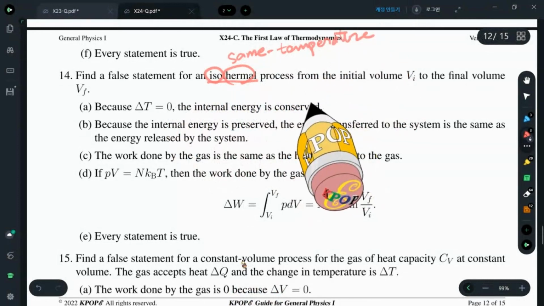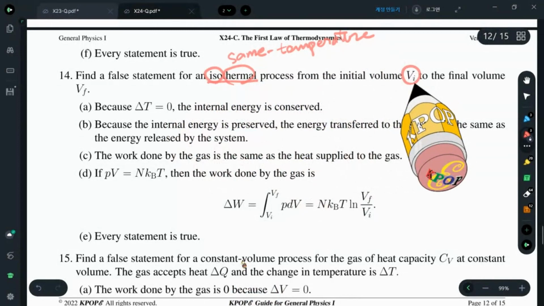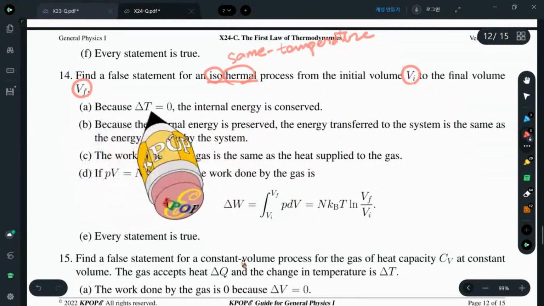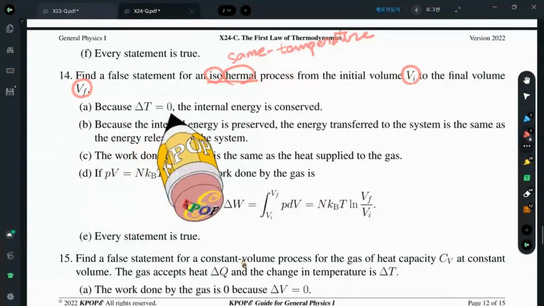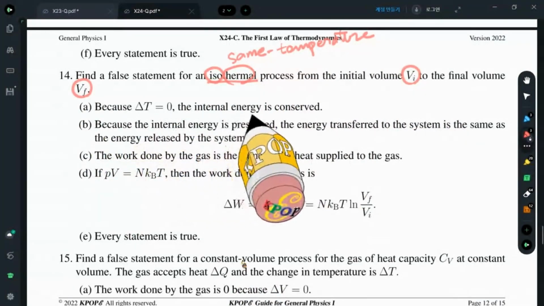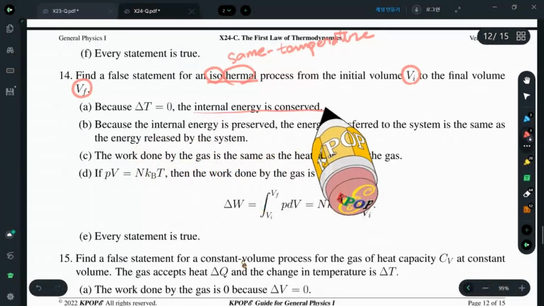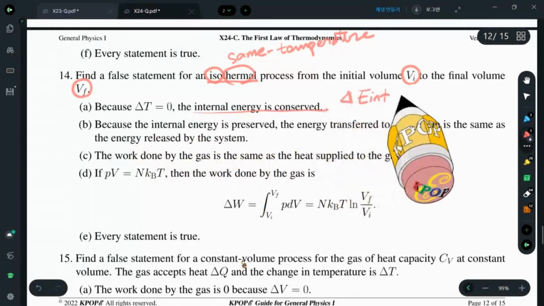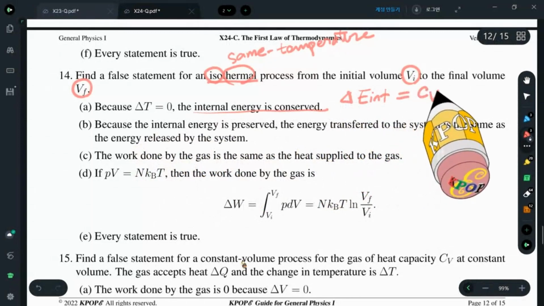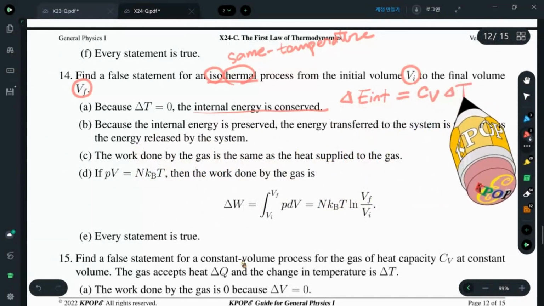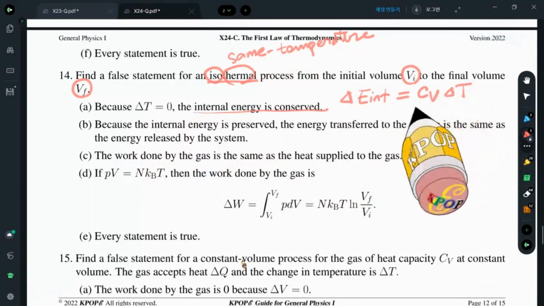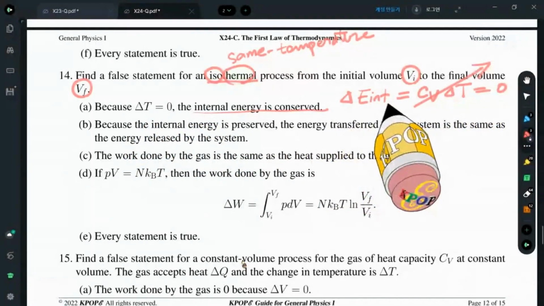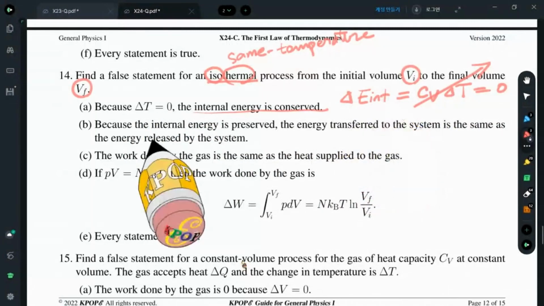Same temperature process from the initial volume VI to the final volume VF. Because delta T equals 0, internal energy is conserved, right? The change in internal energy is always expressed as CV delta T. Delta T equals 0, this is 0, therefore internal energy is conserved.